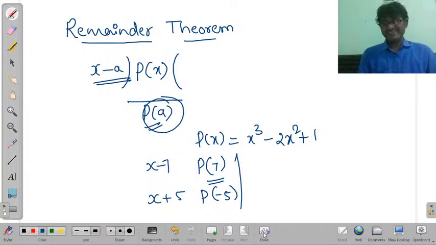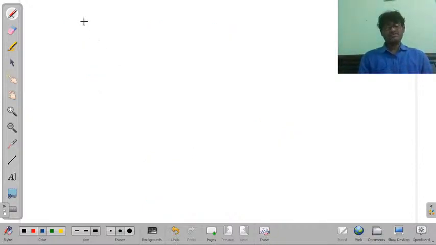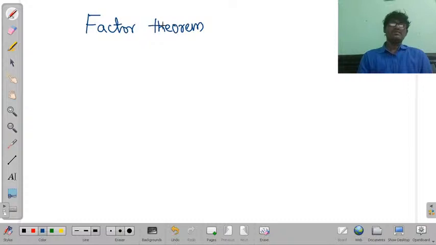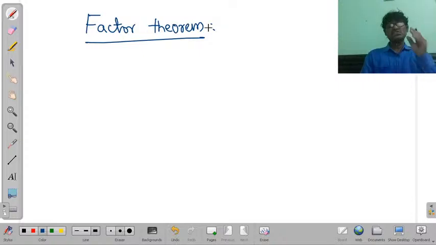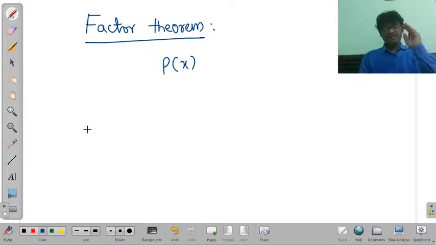Okay, right. So let us go to the next concept, that is factor theorem. Let me write what is this factor theorem. This is just like the extension of remainder theorem. What is factor theorem? It says about the linear factor of a polynomial. Suppose p of x is a polynomial of degree greater than or equal to 1.